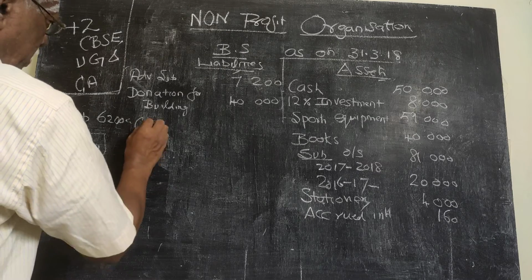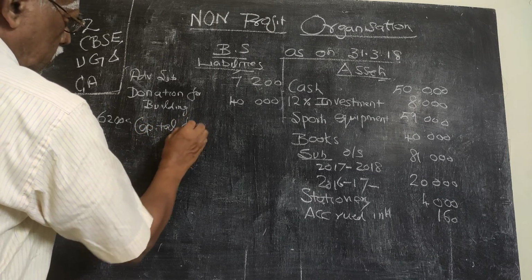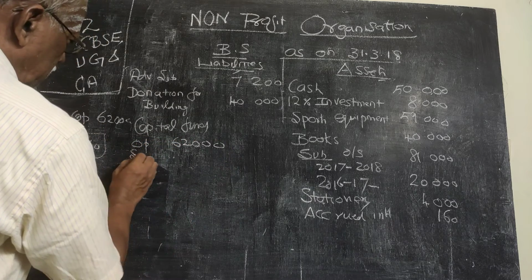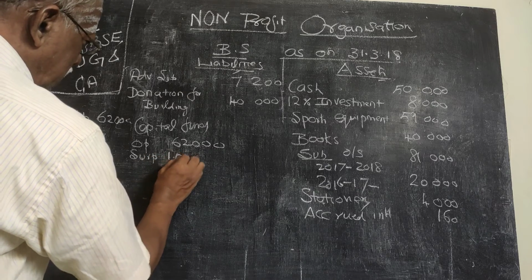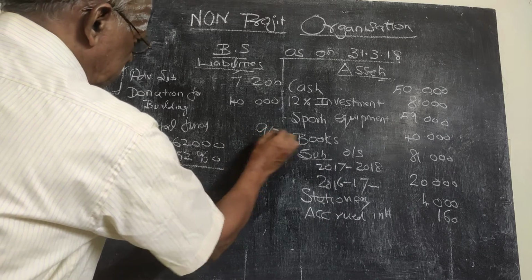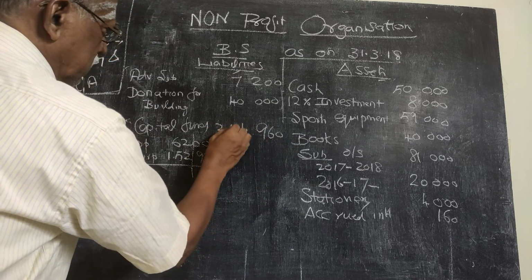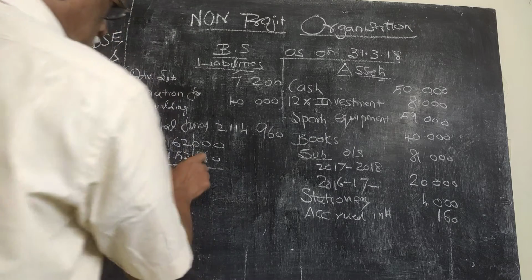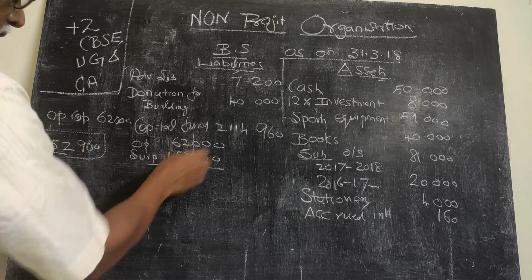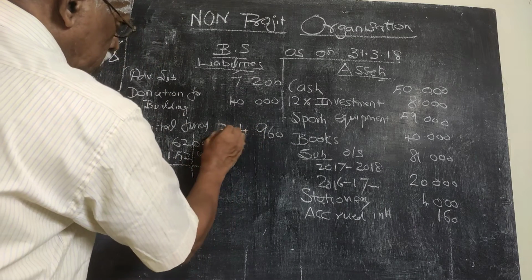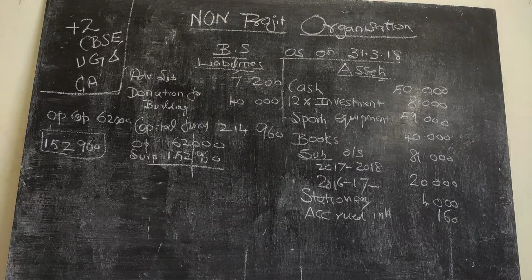Now let me go for capital fund. Opening 62,000. The surplus from income and expenditure account 1,52,960. So the closing balance will be 2,14,960 is the figure of the capital fund.